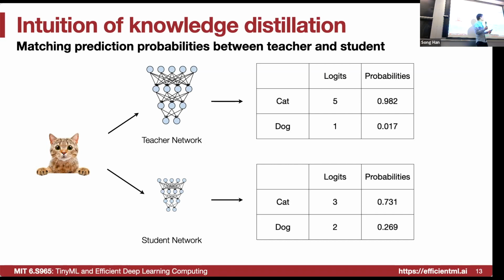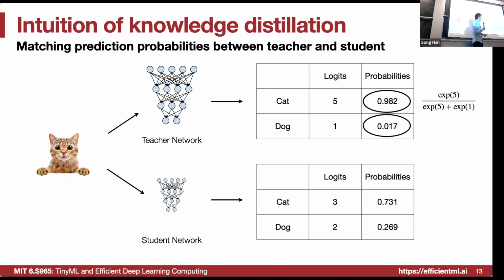And we calculate the probability by calculating the softmax. We have learned that by calculating the softmax of these logits, we will get the probability: the teacher model thinks 98% that this is a cat. Very confident, 98%, versus this 1.7% probability that this is a dog. On the other side, the student model's prediction is different. The logits are smoother, like 5 versus 1 versus 3 versus 2.